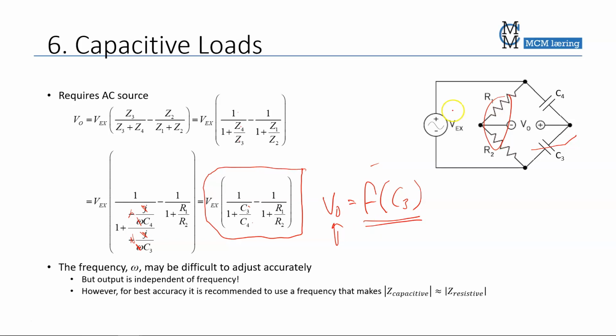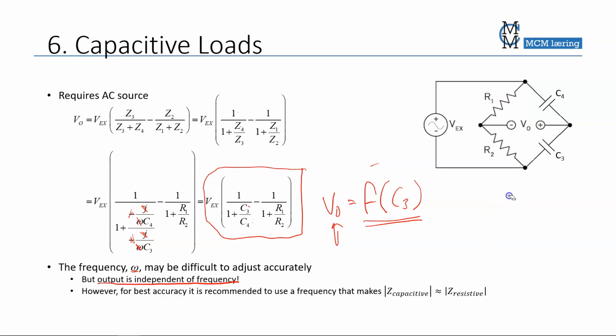When we try to make circuits like this, the frequency omega may be quite difficult to adjust accurately. But fortunately for us, the omega is eliminated from this equation. So the output is independent of the frequency. However, you usually use a frequency so that there is some kind of balance in the bridge. So the overall impedance on the right hand side should be roughly the same as the impedance of the left hand side. Roughly the same, but not necessarily totally equal. But in order to get some kind of balance in the bridge, make them about the same size.